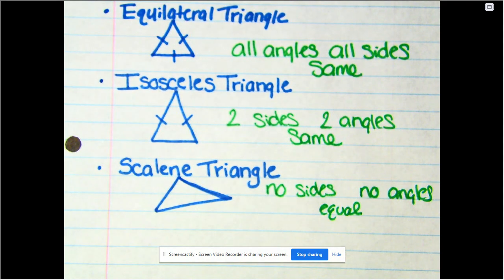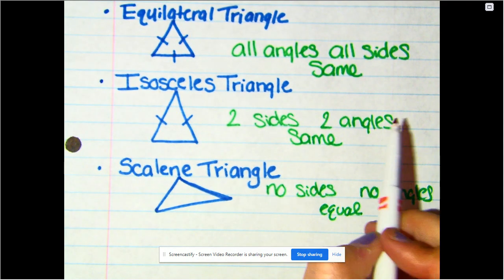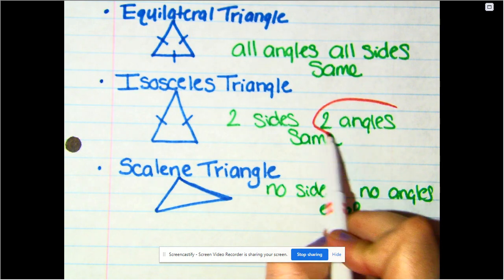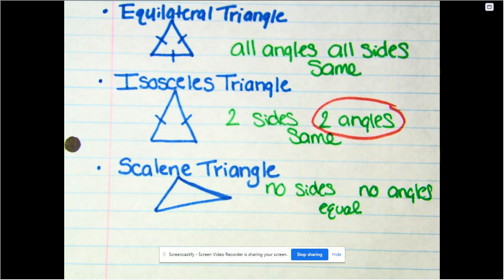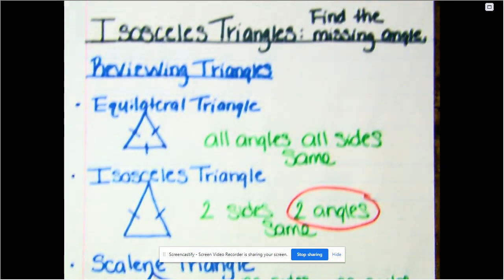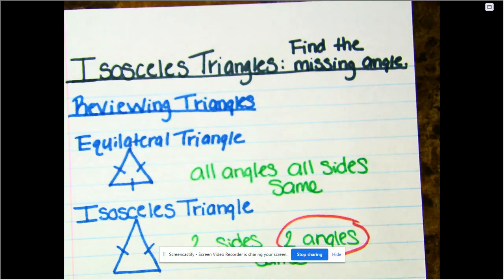So today we are dealing with isosceles triangles and we are finding the missing angle. So we are focusing on this truth of isosceles triangles. Two angles have to be the same, and we're using that knowledge to find the missing angle of our triangle. So I'm going to start off with a couple of examples.